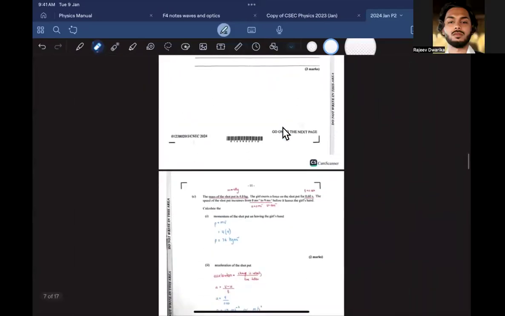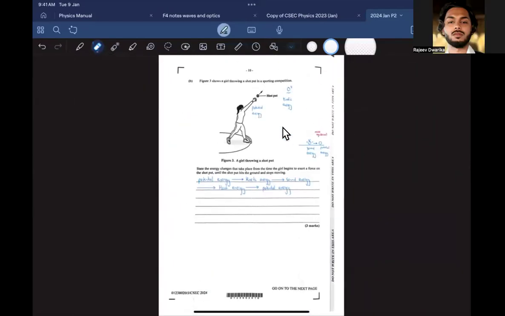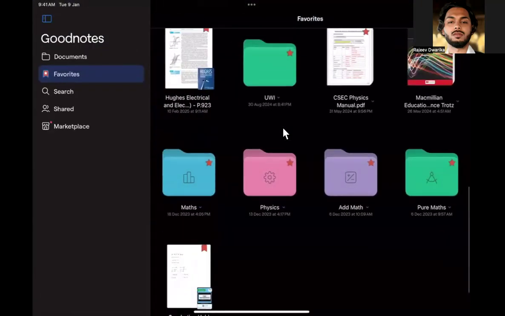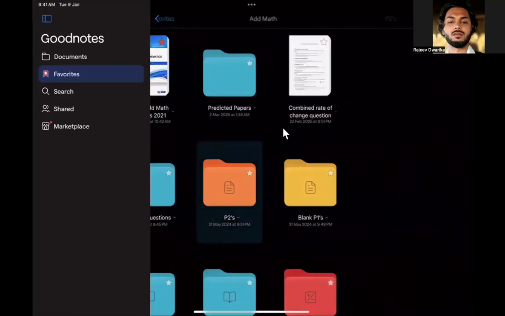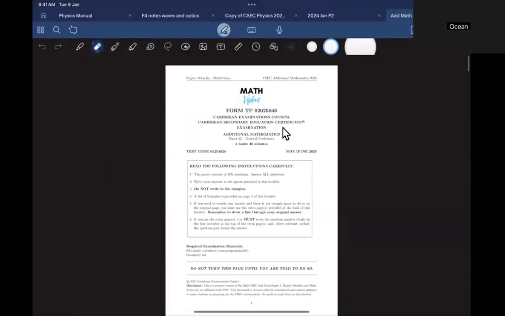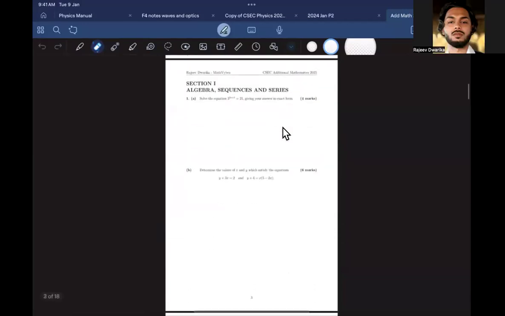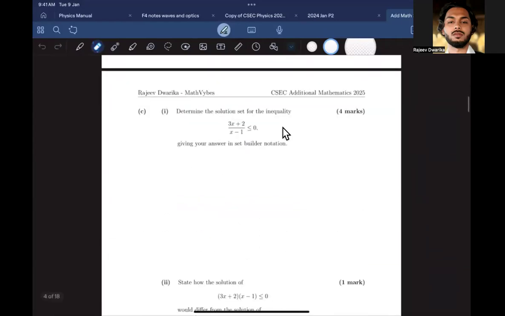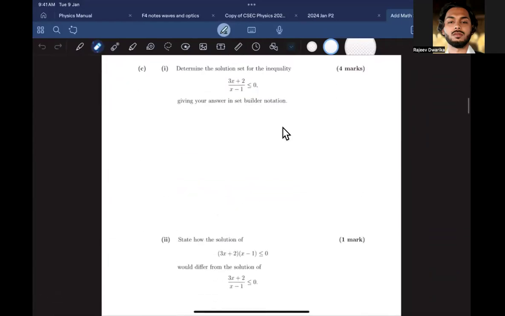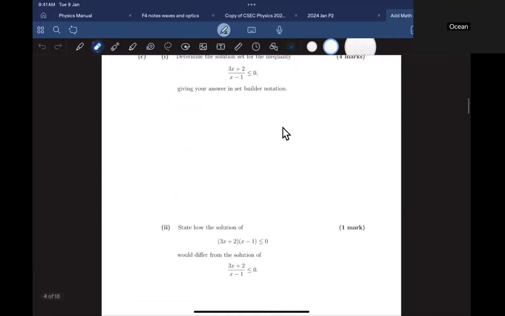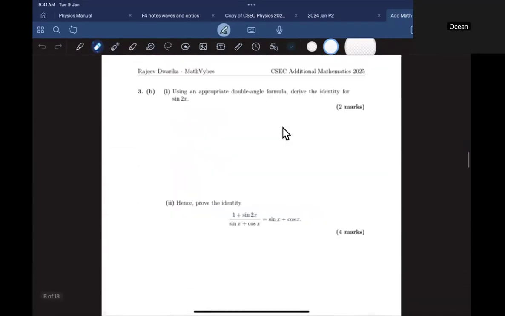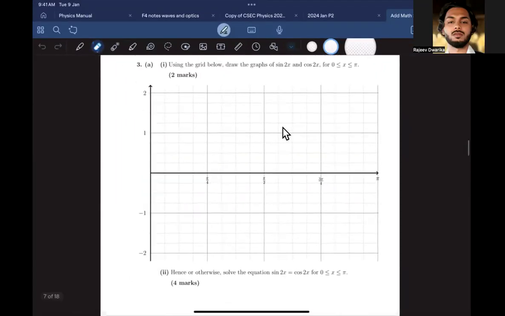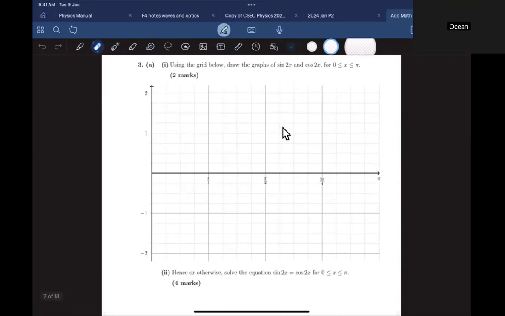Okay, so how did you find the Add Maths exam? I have it right here. Wait, let me get the Add Maths exam. So I have the Add Maths exam here. Bringing back trauma. You don't want to see it. Did you get through this question by chance? Yeah, I think so.